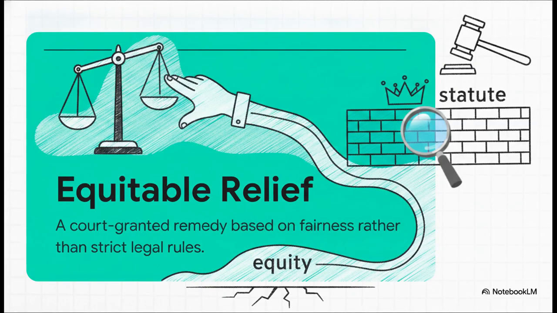Next is equitable relief. This is a court-granted remedy based on fairness. If someone tricks you, a court might use equity to make things right. But, and this is the vital lesson for today, equity generally cannot step on the toes of a clearly written statute. In this specific context, the statute always reigns supreme over equity.